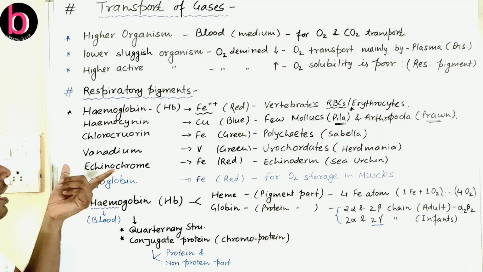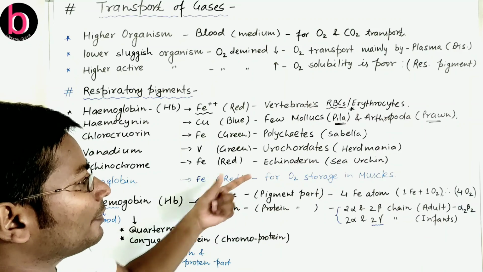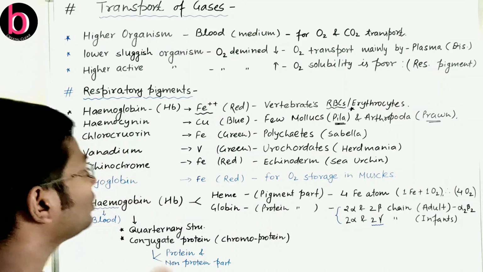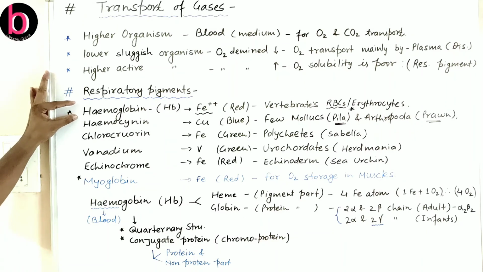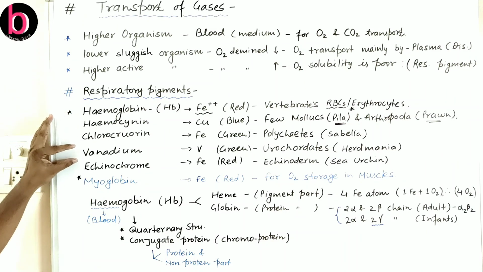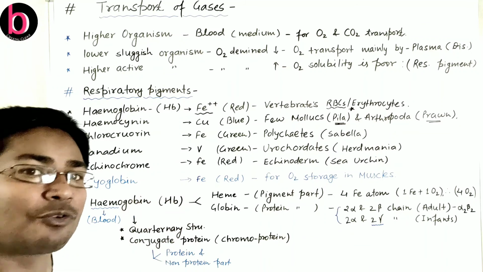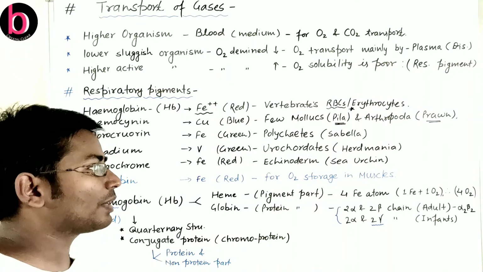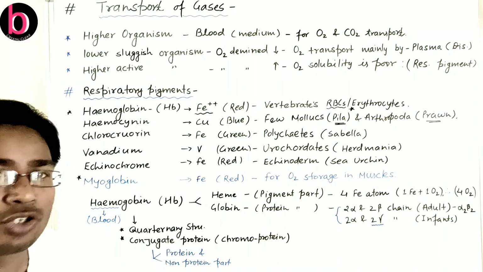The next one is echinochrome. This is again an iron containing red colored pigment found in echinoderms, for example sea urchin. All these respiratory pigments are very important, especially hemoglobin, hemocyanin and vanadium. These pigments along with their color, their respective metals, the particular phylum name as well as the particular example, all these are very important. There are also a few more, but those are not needed for you.